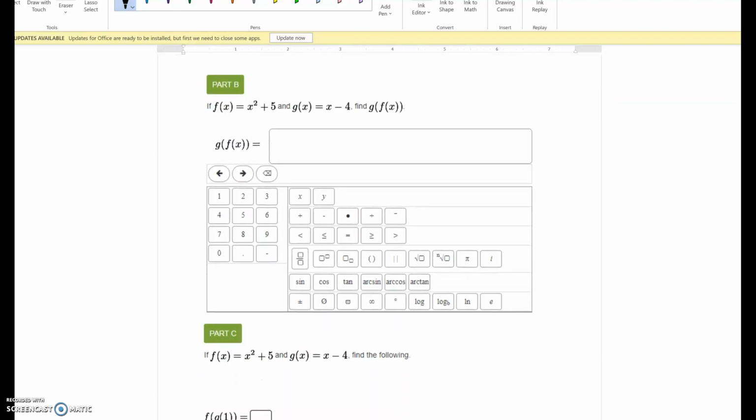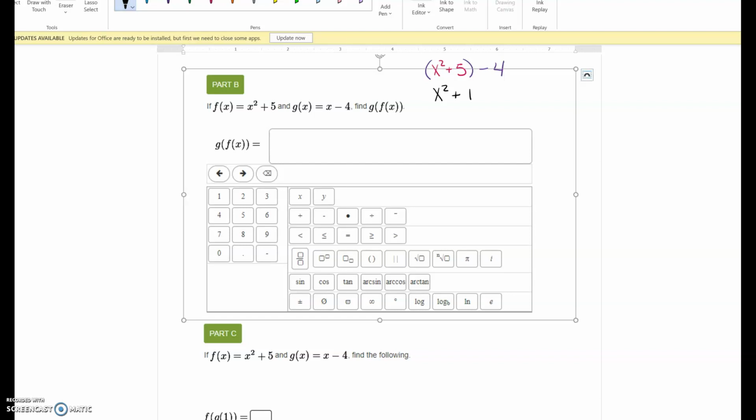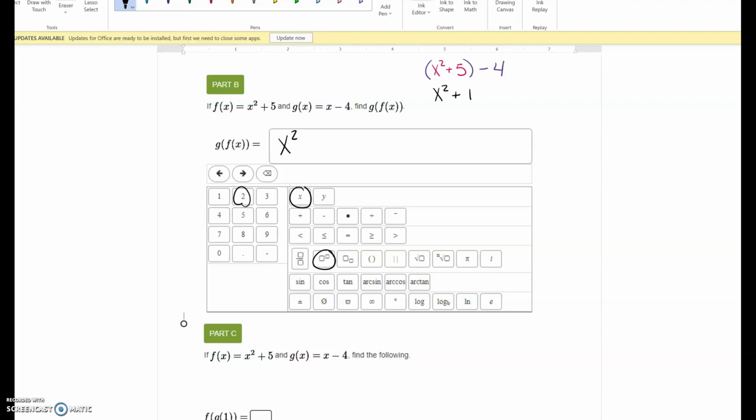Part B is doing the backwards, g of f of x. So this time we're taking the g function, which is something minus 4, and we're putting that f function, x squared plus 5, inside it. This one doesn't take nearly as much work. It simplifies to x squared plus 1. 5 and -4 combine to give you 1. So to type it in, x, exponent button, type in your square. Then you'll need to hit the right arrow to get out of the exponent, and then type in plus 1.